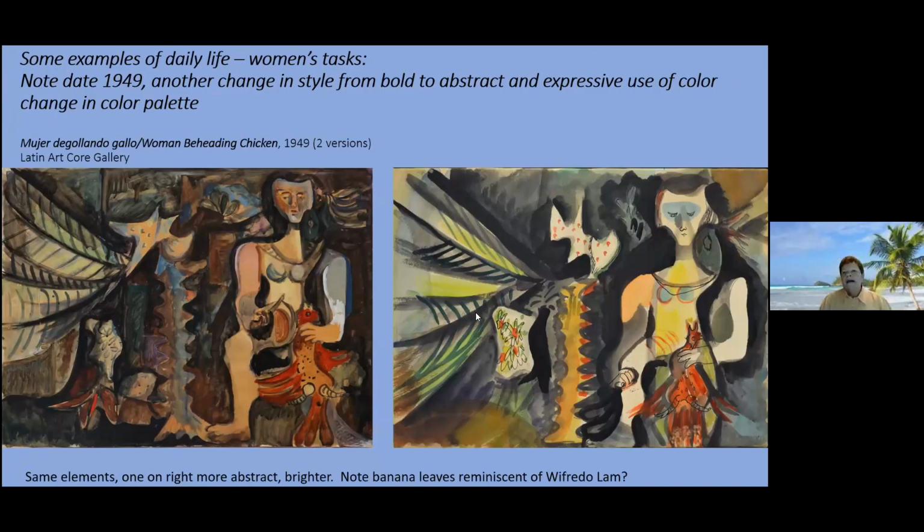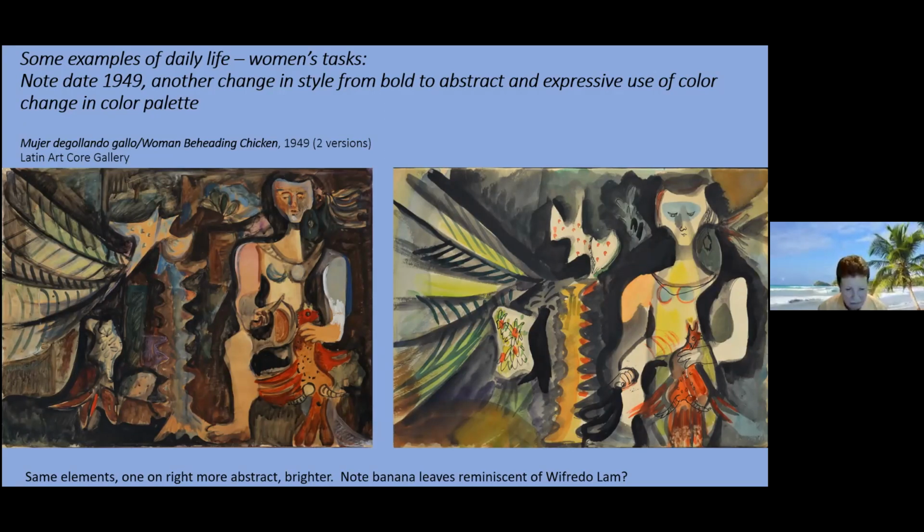So daily life, examples of daily life are also important. These are two versions from 1949 where you see another change from the bold to the expressive, to the abstract and expressive use of color. The palette changes. It's gotten more subdued, more grays enter the picture and will continue to enter the picture from the very bright reds and oranges and yellows. The bright reds and oranges and yellows are still there, but now they're part of a bigger picture.